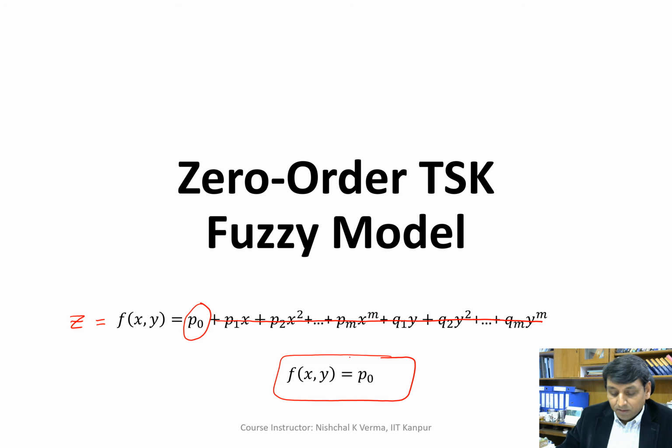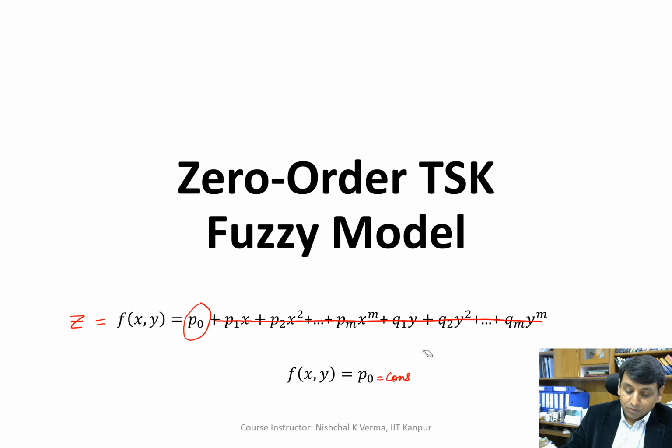So f of x comma y will be equal to only the constant part, that means P0. So this is the constant part. No x term, no y term. This means that the zero order TSK fuzzy model output will not depend on the generic input variables, here in this case x and y.